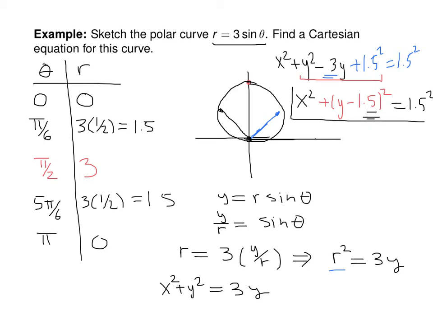And that's the equation of a circle with center 0, 1.5, which is where the circle center appears to be, and a radius of 1.5, which, if the diameter is 3, the radius of the circle should be 1.5.